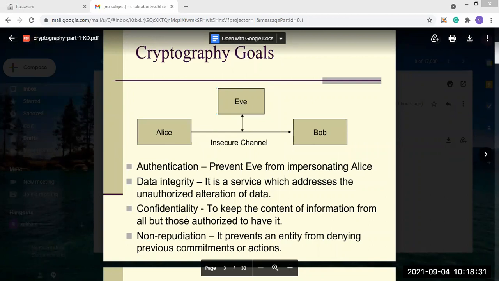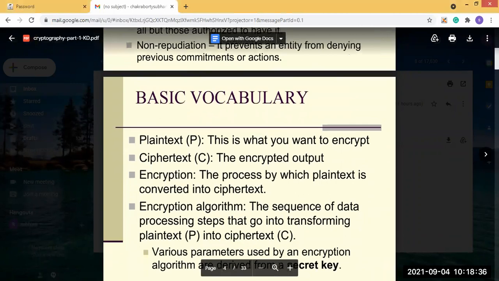Okay. So these are the cryptography goals. So what cryptography goals should we maintain? Now, some basic vocabulary: what is plain text, what is ciphertext. Plain text is what you encrypt. The message that you encrypt is known as plain text. And ciphertext is what? After encryption, the plain text becomes ciphertext. That is called ciphertext.